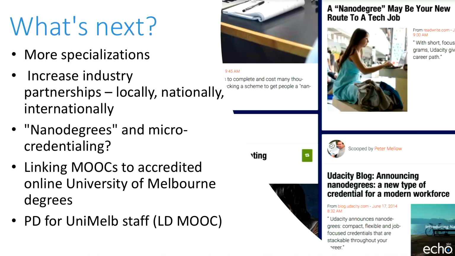So, last slide. What's next? We'd like to do more specializations, but it's finding the partner. And I don't think we can rely on organisations like Coursera to broker that partnership with us. So increasingly, we're going to try to reach out to organisations that have existing relationships within the university. We're hoping to do that locally and nationally, and hopefully internationally. Of course, nano degrees and micro-credentialing seem to be a natural step to that skills gap. And one thing we are doing is linking MOOCs to accredited courses at Melbourne, either to a postgraduate level, and using PD for our staff.